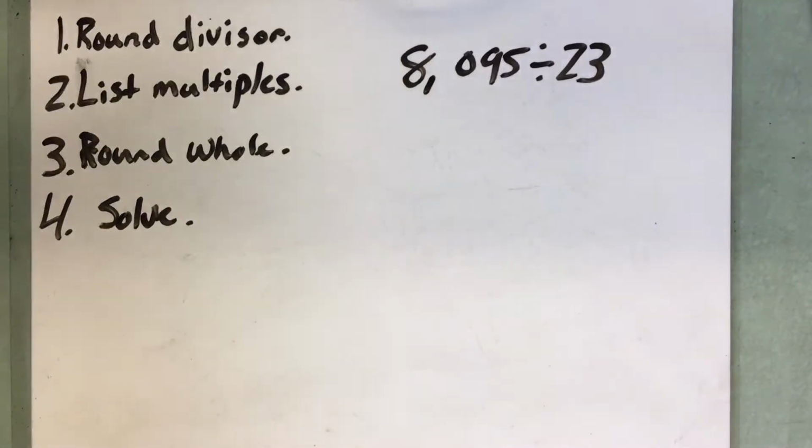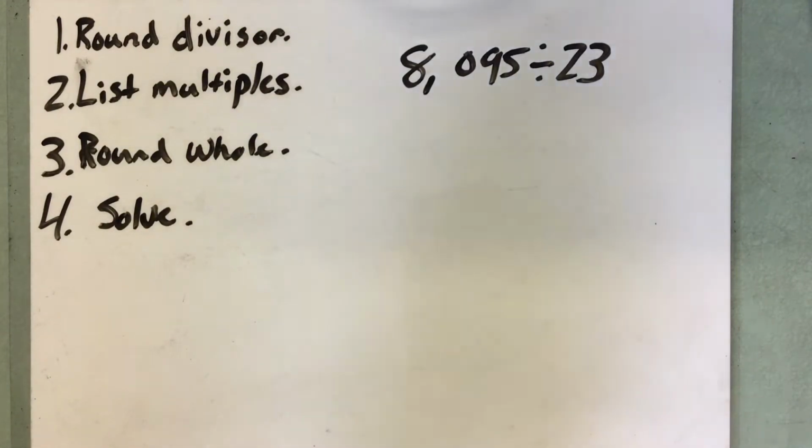For today's lesson, we're going to continue expanding on what we were working on in the previous lesson by using basic facts to approximate quotients. So it's the same 4 steps today. We're just going to be working with a few more digits than yesterday. So let's look at the first one.